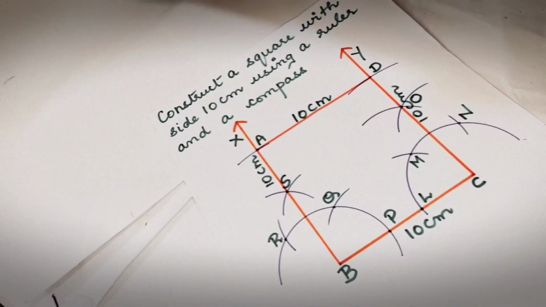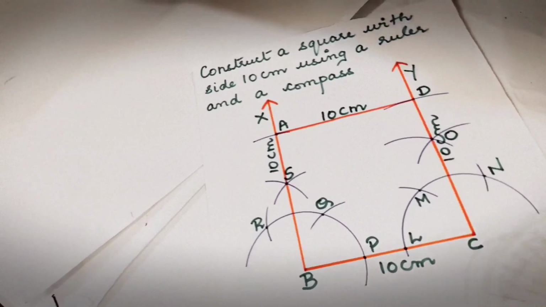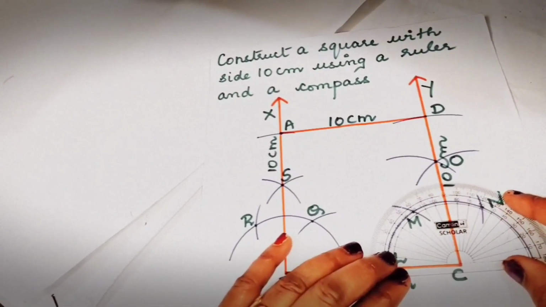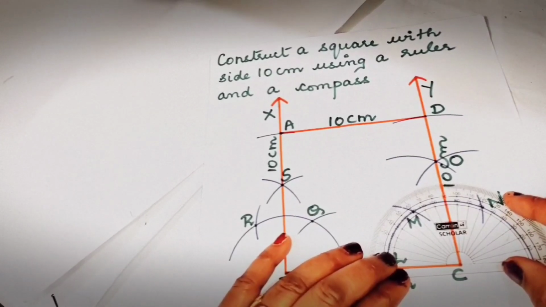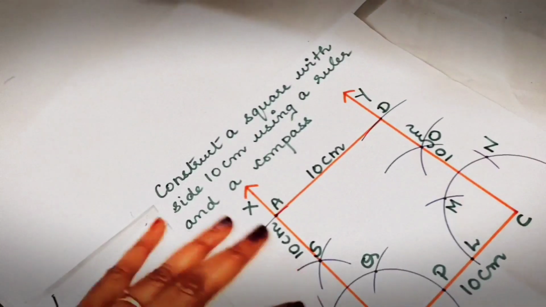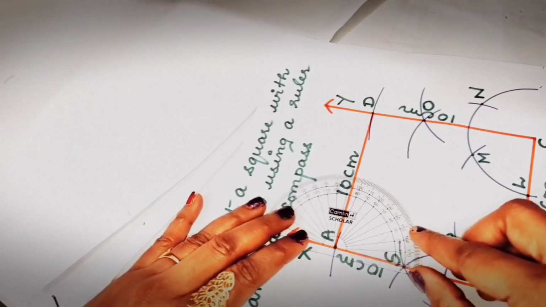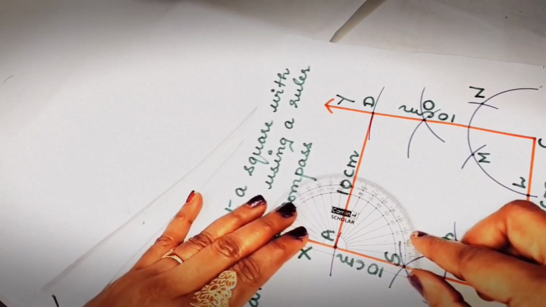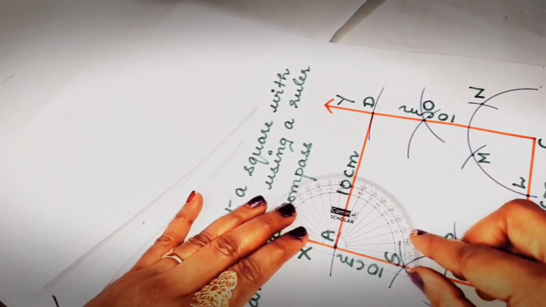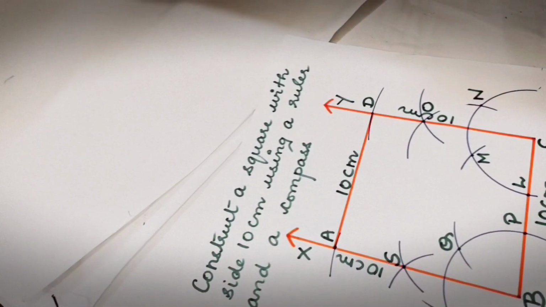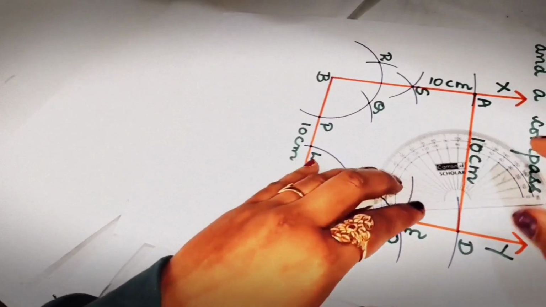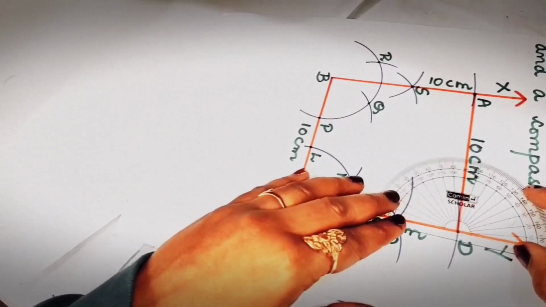Now let us check whether all the angles are 90 degrees using the protractor. So we have already checked angle B. We found it was 90 degrees. Now we can see angle C is also 90 degrees. We can see that angle A is also 90 degrees. Now moving on, we find that angle D is also equal to 90 degrees.